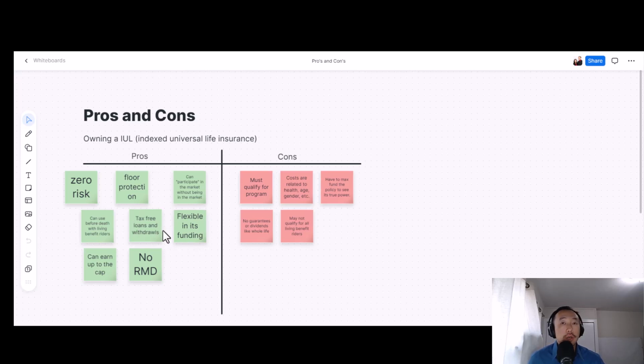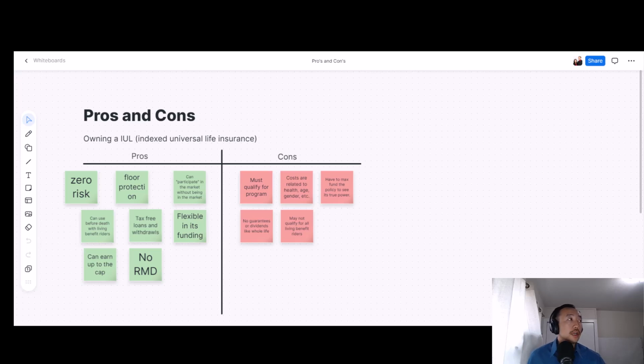Another pro is that it is flexible in its funding, meaning you could put in more or less depending on your financial situation. And you could also earn up to the cap, or in some cases a double-digit return, with minimum risk. And then last, there is no RMD, or no required minimum distribution.